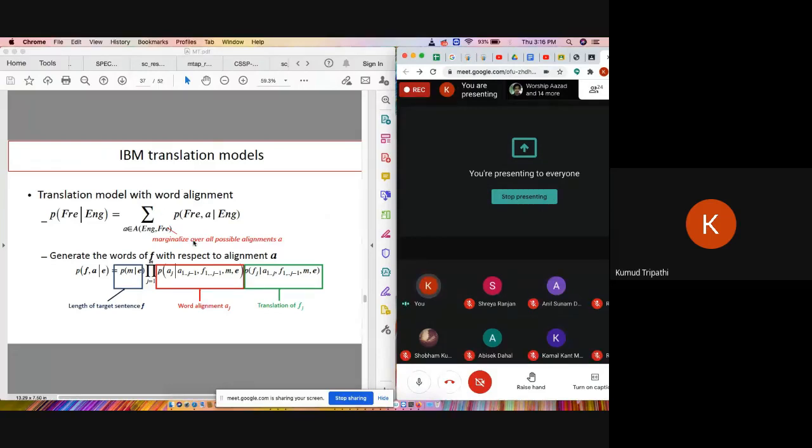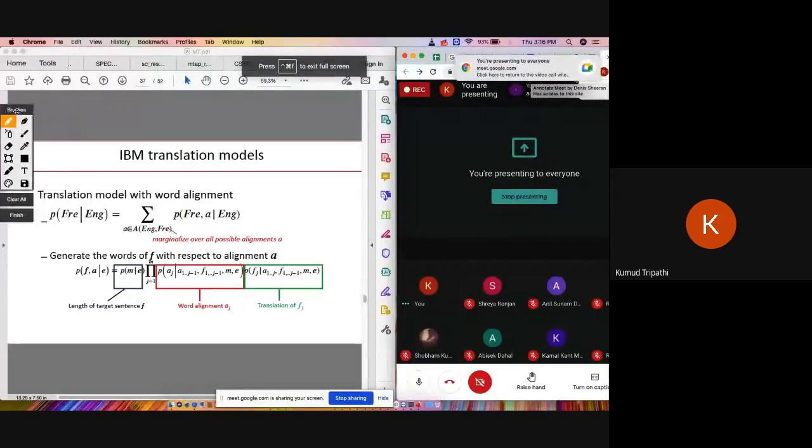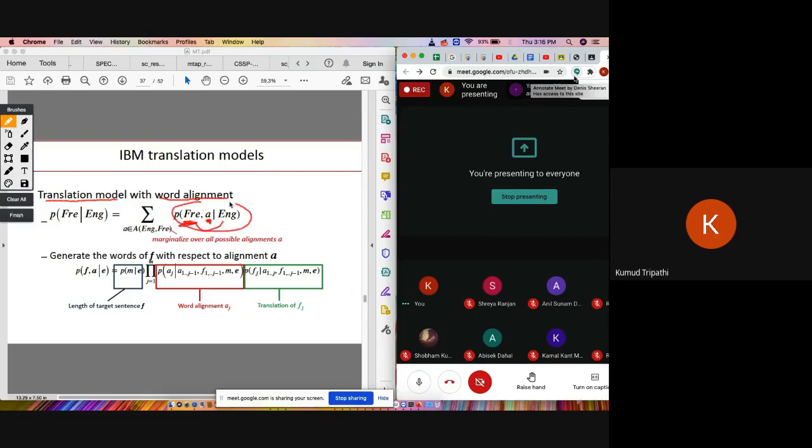Now we need to understand this probabilistic model, the IBM translation model. So here, translation model with word alignment. In the previous technique, we did not discuss anything about word alignment. We were simply trying to generate the translation model. So here one more element is added, and that is alignment. Initially, we had only these two terms, right? Now you have one more term. So this probability can be further expanded into this form.